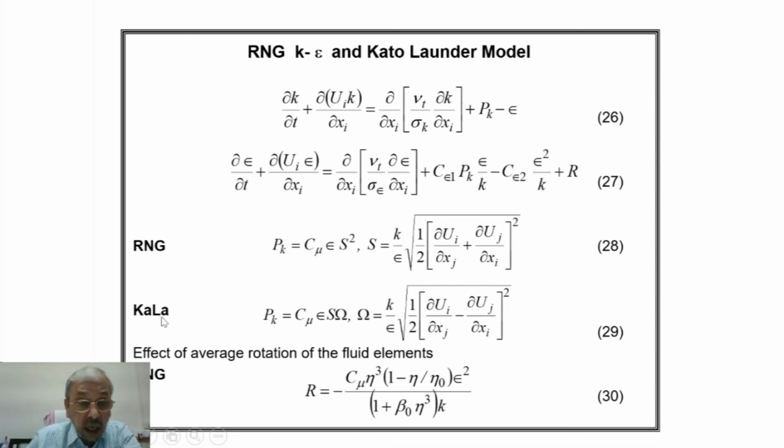But in the Cato-Launder model, Pk means c mu into epsilon. Instead of the square of S, they have used S into uppercase omega. And what is uppercase omega? Uppercase omega is k by epsilon times the root over half of del ui by del xj minus del uj by del xi. This is a kind of rotation type of term.